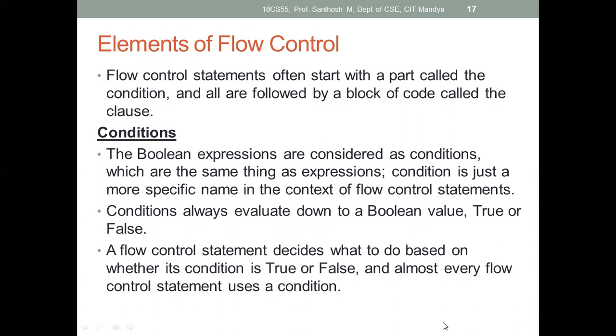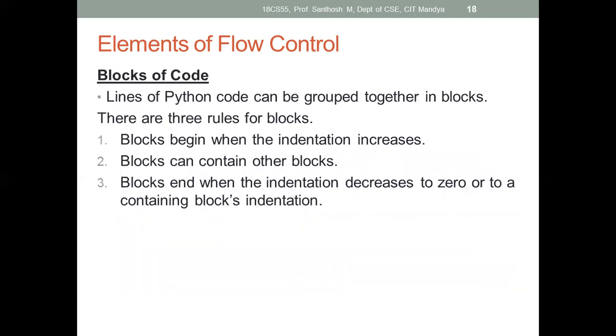Okay, a flow control decides what to do based on whether its condition is true or false, and almost every flow control statement uses a condition. So the main thing of flow control is the condition. For that condition we have to write boolean expressions, because a boolean expression only gives the output in the form of true or false. That's why we mainly use boolean expressions in writing conditions.